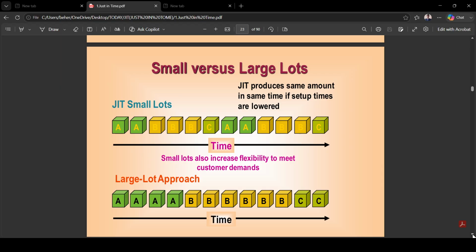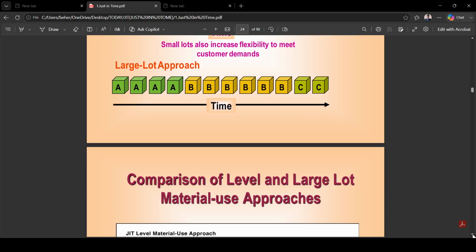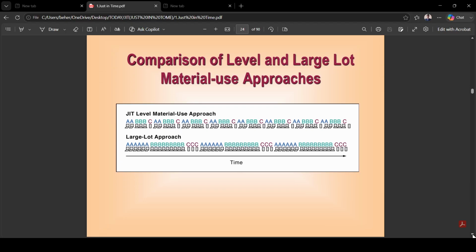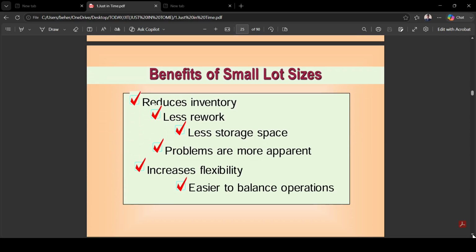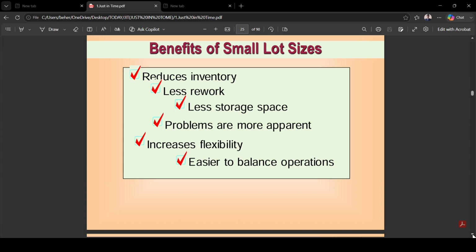Small versus large lots. Small lots in JIT produce the same amount in the same time if setup times are lower. Small lots also increase flexibility to meet customer demand. Comparison of the level and large lot materials use approaches. The benefits of small lot sizes: reduced inventory, less rework, less storage space, problems are more apparent, increased flexibility, easier to balance operation.